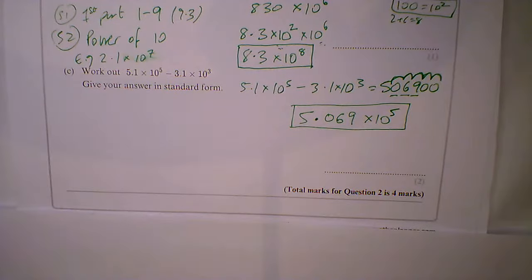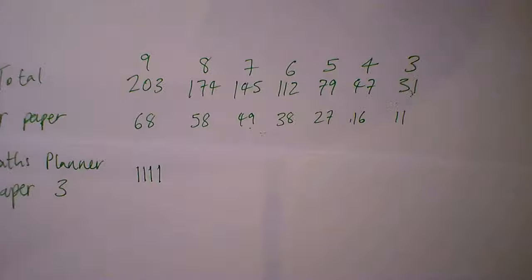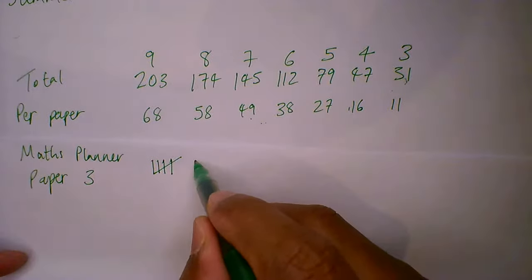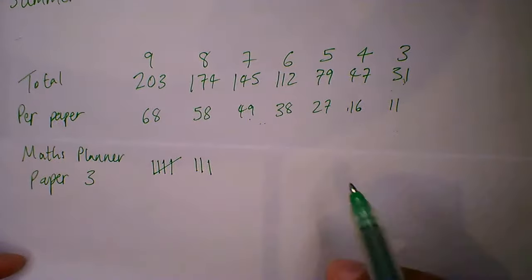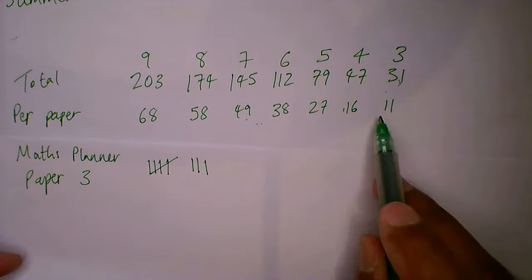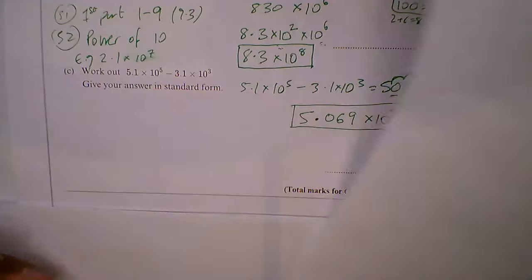So question 2 is worth 4 marks. Let's add that to our tally. 1, 2, 3, 4 marks. So we've got 5, 8. We need 3 more marks to bank our grade 3.